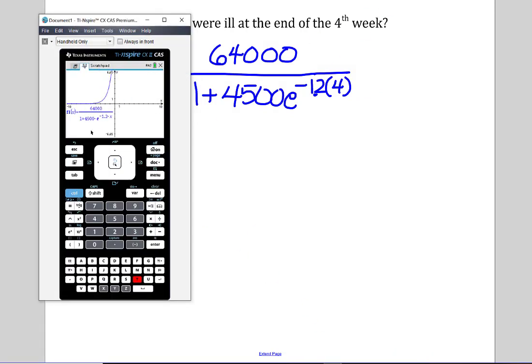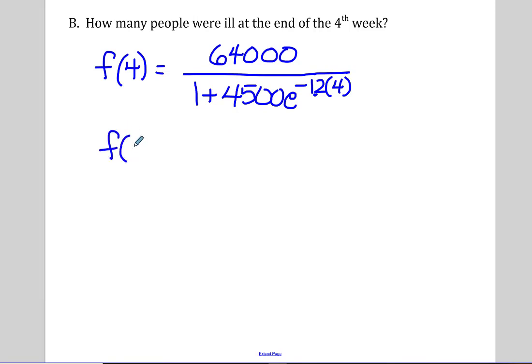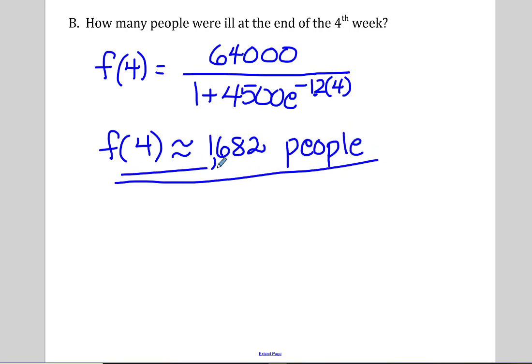So I've graphed it on the calculator, and we can ask for the function value on that graph at 4 weeks. That's more like it, 1,682.71 people. So roughly we're going to round down, because 0.71 people, that's not a whole person. So at the end of the 4th week, there are 1,682 people that have become infected with that flu.